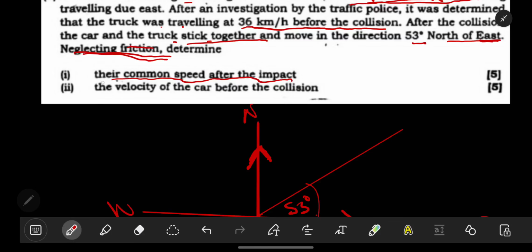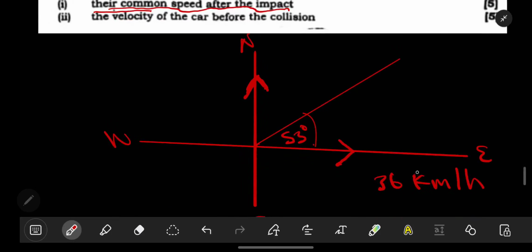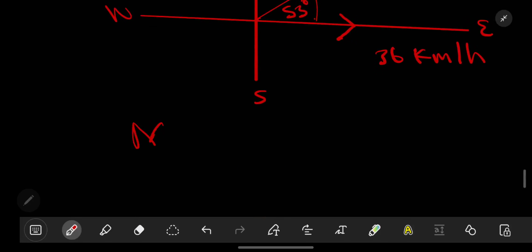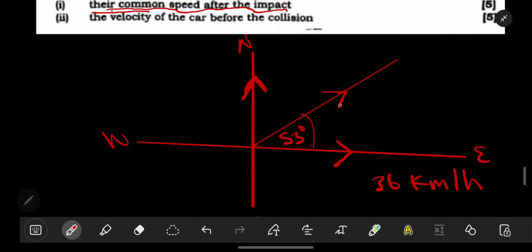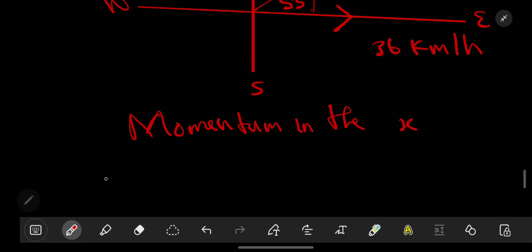So in order to find the common speed, at least we have the velocity in the x. That is what we are going to use, the momentum in the x. Momentum in the x will be equal to the same thing. These stick together to form one mass. The summation of the initial momentum should be equal to the summation of the final momentum.